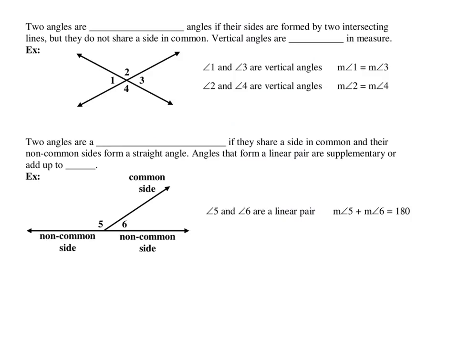All right, two angles are vertical angles if their sides are formed by two intersecting lines. All right, we have two lines that intersect, but they do not share a side in common. Vertical angles are equal in measure. All right, so angle 1 and angle 3 are vertical angles. These are vertical angles. They are equal to each other. And these angles are vertical angles. They are equal to each other. Okay?